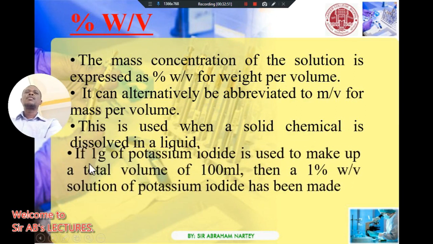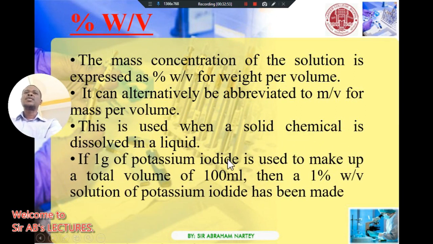Also, if 1 gram of potassium iodide is used to make up a total volume of 100 milliliters, so 1 gram, which is a mass, a solid, and then 100 milliliters, which is a liquid, a volume, then we say that we have a 1% weight per volume solution of potassium iodide has been made.